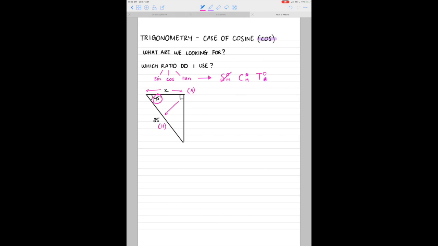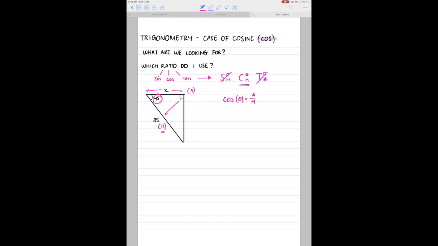Now let's look at what else we've been given. We've been told that 25 is our hypotenuse. So if we look at the ratios again, tan makes no mention of a hypotenuse, but cos certainly does. So let's cross out tan, which means we're left with that. So we commonly see the formula written as cos of our angle equals adjacent divided by our hypotenuse.